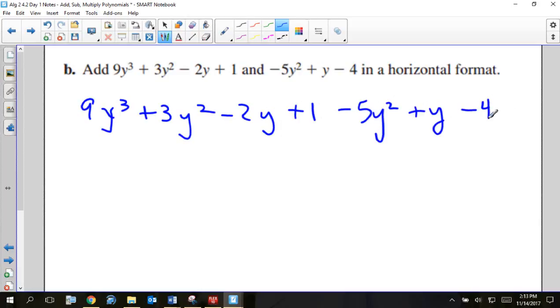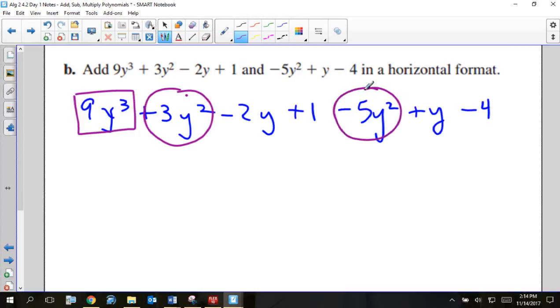So horizontal method, you keep it in like one line, and you have to figure out what like terms go with what else and add them together. I like to use symbols. For example, maybe I'll put a square around 9y cubed, and then I'll look for any other like terms with 9y cubed. Is there any other like terms with 9y cubed? I do not. Okay. Then maybe I'll put a circle around plus 3y squared. Do I have any like terms with plus 3y squared? Minus 5y squared, okay. So those get the same symbol.